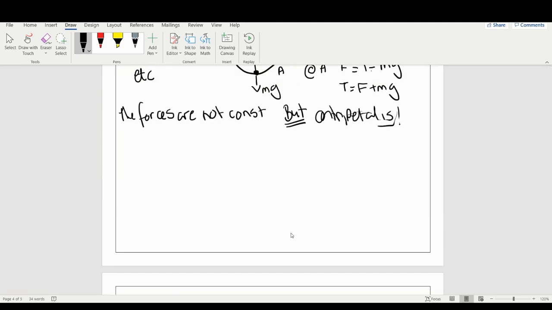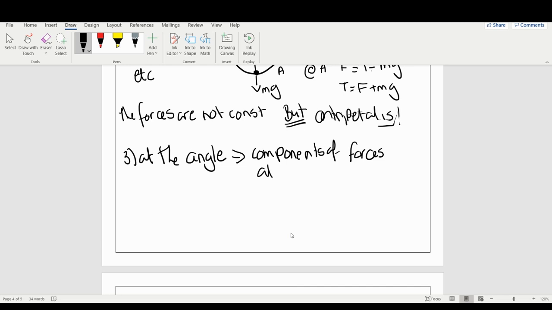The third circle, of course, is at an angle. Okay, and that is that components of forces attribute to the centripetal. And again, I've done a video on this.